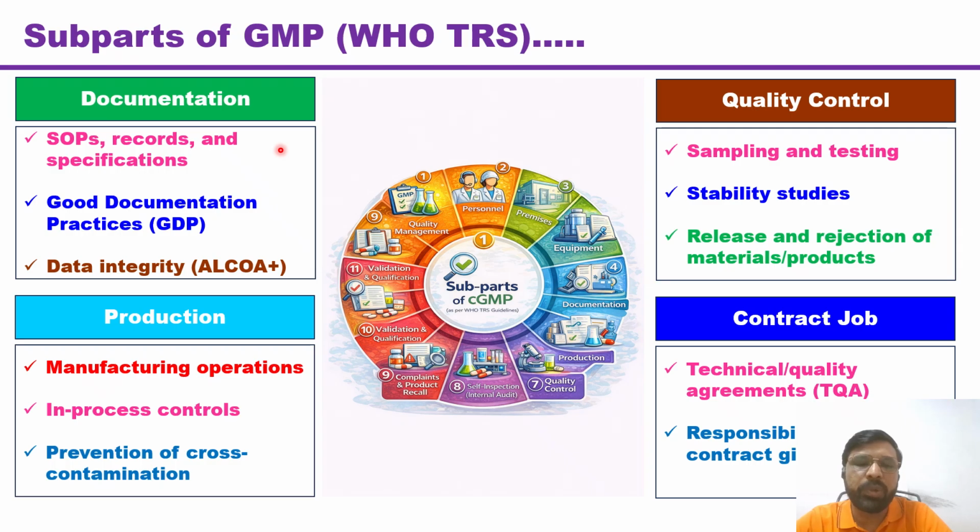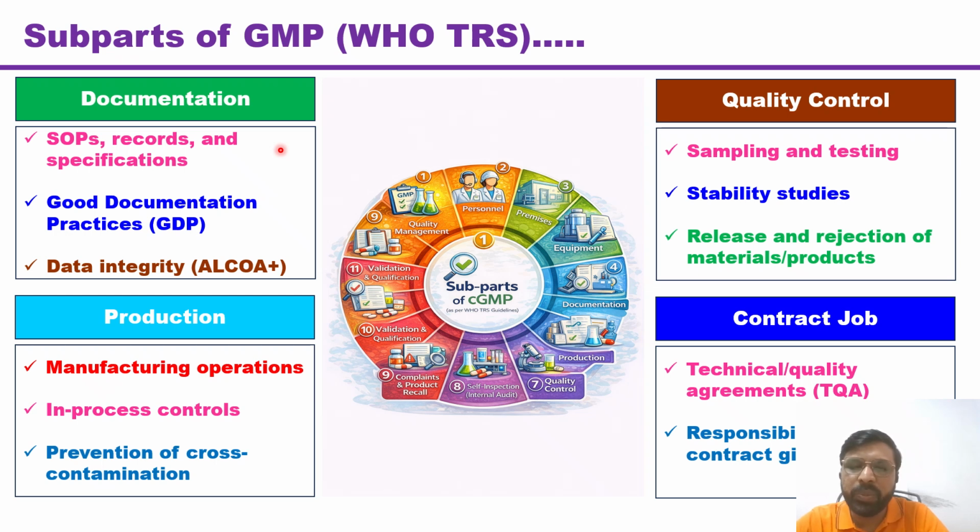The next part is production. Under production, we have to see manufacturing operations, in-process controls, and prevention of cross-contamination. The manufacturing operations: as I said, there are multiple stages or multiple operations we are performing in the manufacturing. So it is important that we perform all the operations with GMP, so that we can get quality products.